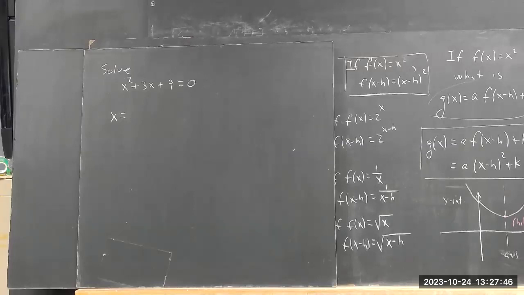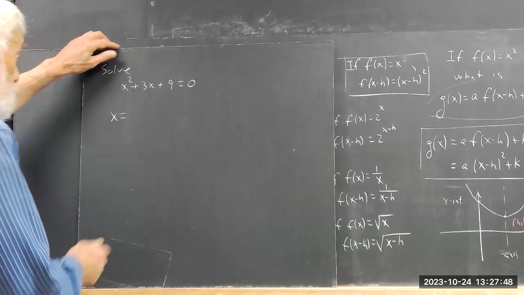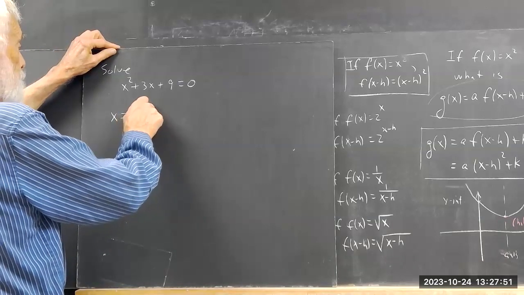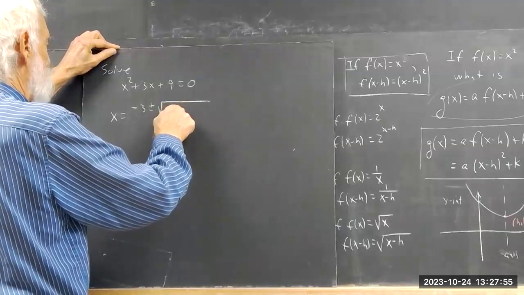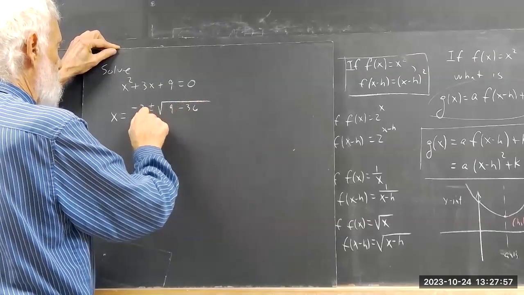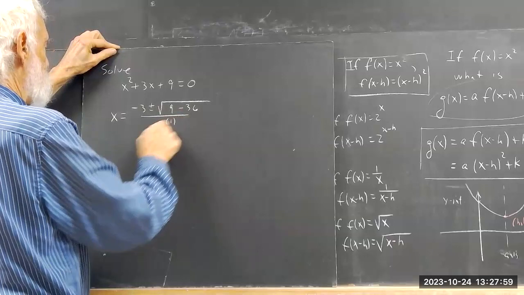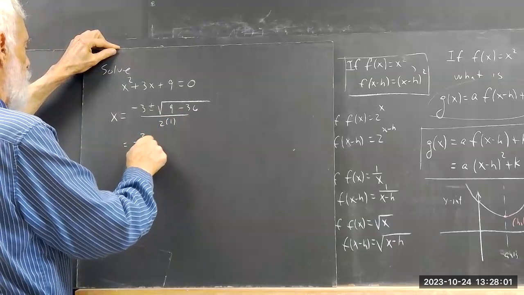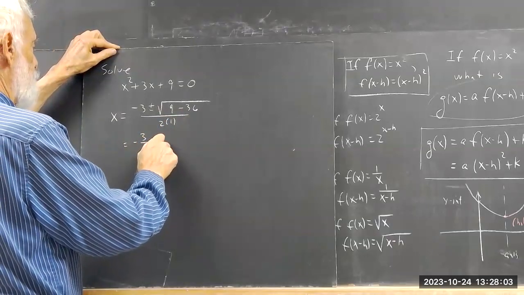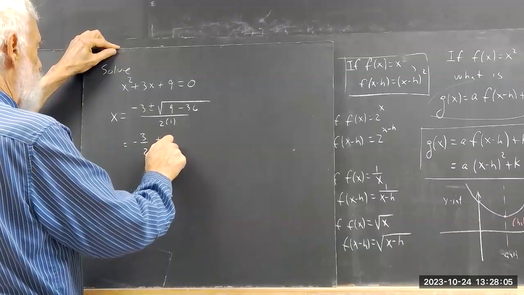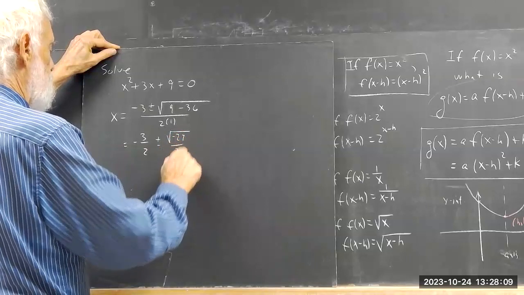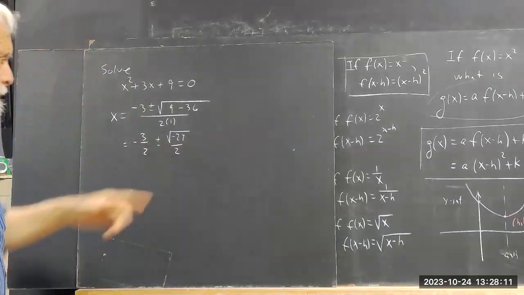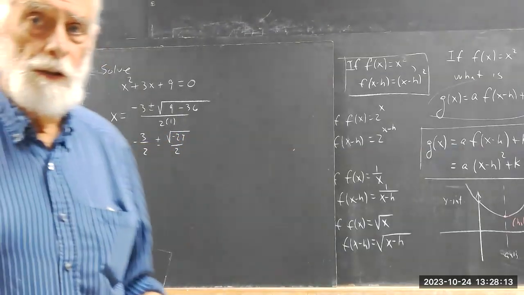Okay. Now everybody seems to be doing real well with this. You get x equals negative 3 plus or minus the square root of 9 minus 36. I'm not writing out all the details. And we can write that as negative 3 over 2 plus or minus the square root of negative 27 over 2.